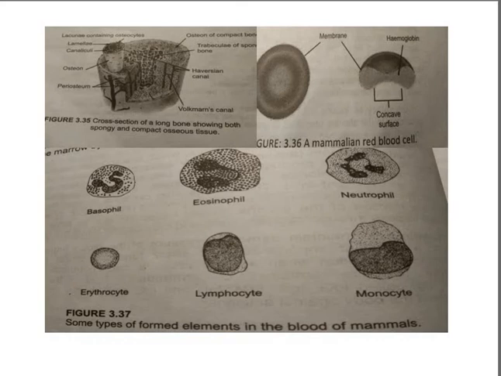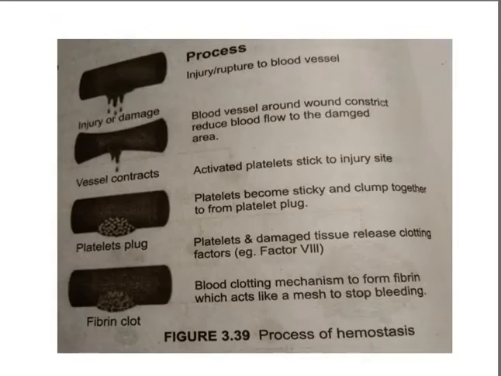Below there are different elements of the blood of mammals, and on the basis of staining they are called basophils, eosinophils stained with eosin stain or color, neutrophils not stained by any type of dyes or stains, erythrocytes, lymphocytes, and monocyte blood cells.